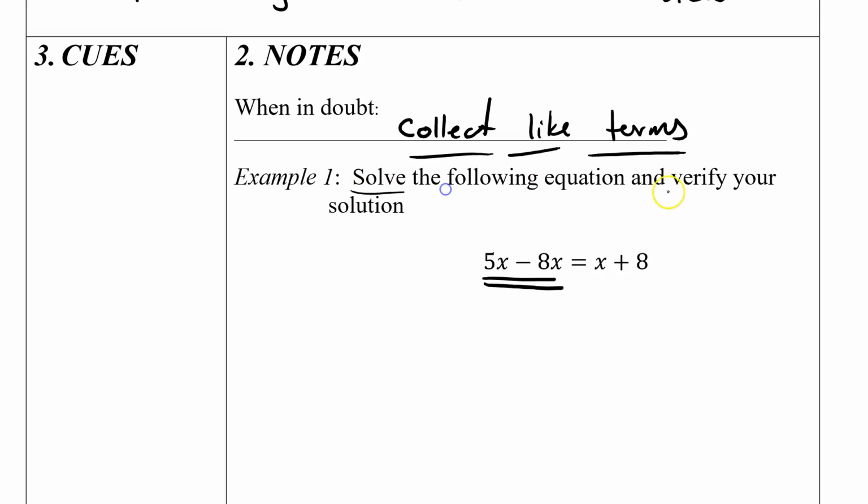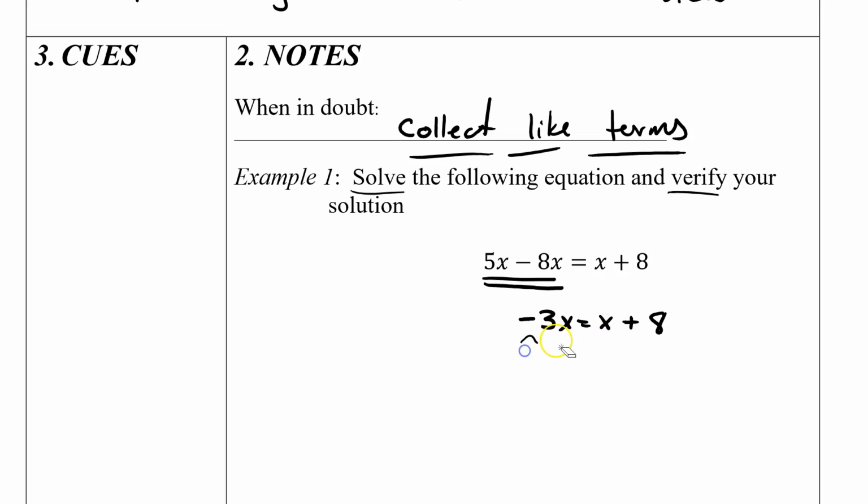With this one we need to solve and we need to verify. 5x minus 8x is negative 3x equals x plus 8. This is a weird one, right? Because there are two places where there are x's. In this case, we want to get x's only on one side and numbers only on the other side. The easiest way to do that is to take this x and put it over on that side.